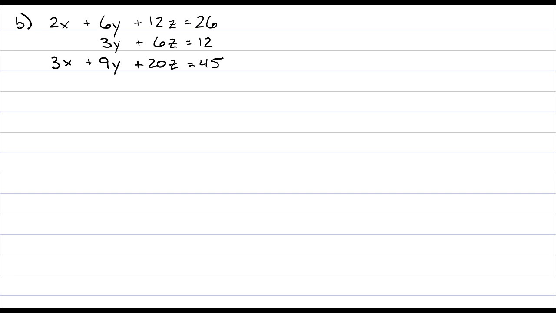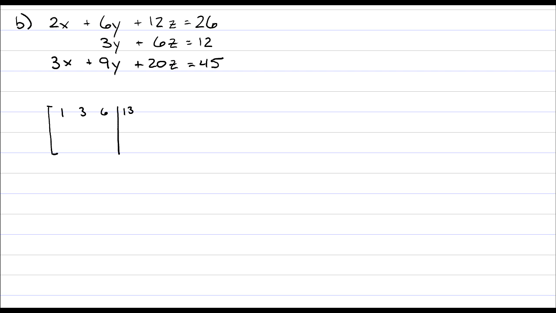once again, I'm going to start by putting the system into an augmented matrix. Just like before, I'm going to start by seeing if I can divide any of the rows by anything. It looks like I can divide the first row by 2, which will leave me with 1, 3, 6, and 13.